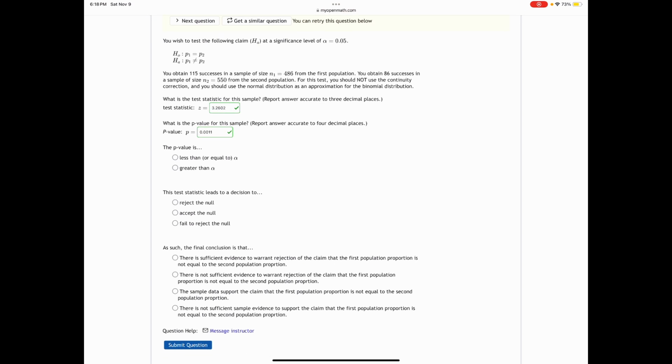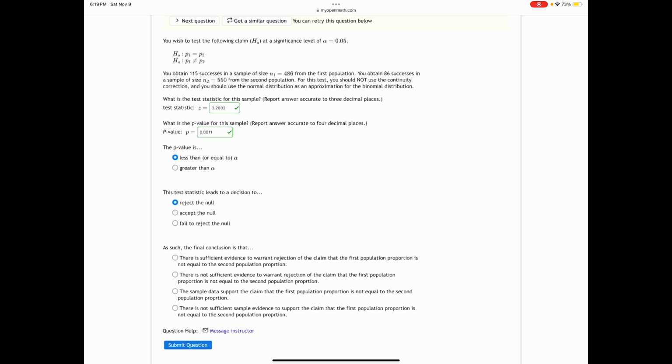And now you notice how the p-value is actually less than alpha. And because the p-value is less than alpha, we reject the null hypothesis. Because we rejected the null hypothesis, that means we do have enough evidence to support our claim. So let's read these statements. The first statement says there is sufficient evidence to warrant rejection of the claim. That is the wrong answer. We do have evidence to support our claim. The second statement says there isn't sufficient evidence to warrant the rejection. That sentence is statistically inaccurate and the language used is not accurate either. So it's not the second answer.